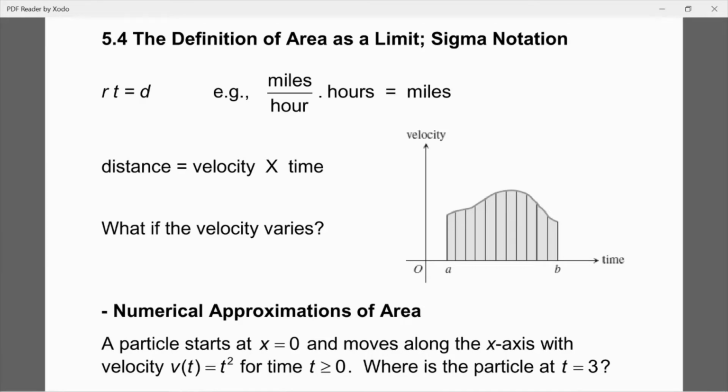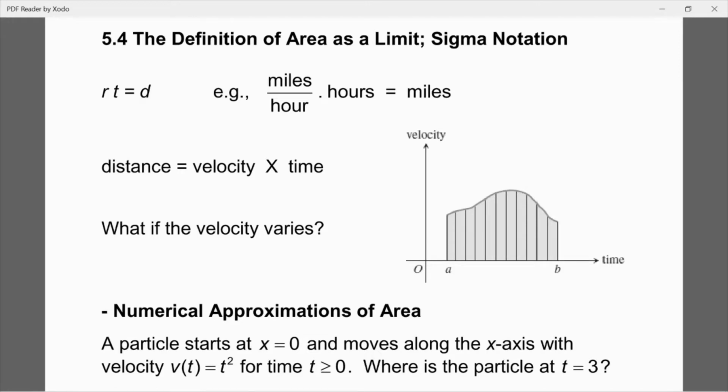This is AP Calculus BC, and in this video what we're going to do is talk about section 5.4, which is starting to transition from what we were talking about before with indefinite integrals into the idea of a definite integral. And what we're really going to focus on here is what we call rectangular approximation.